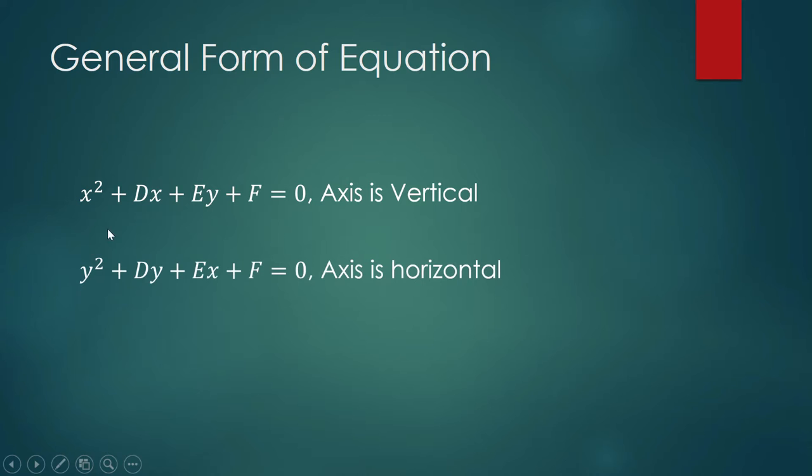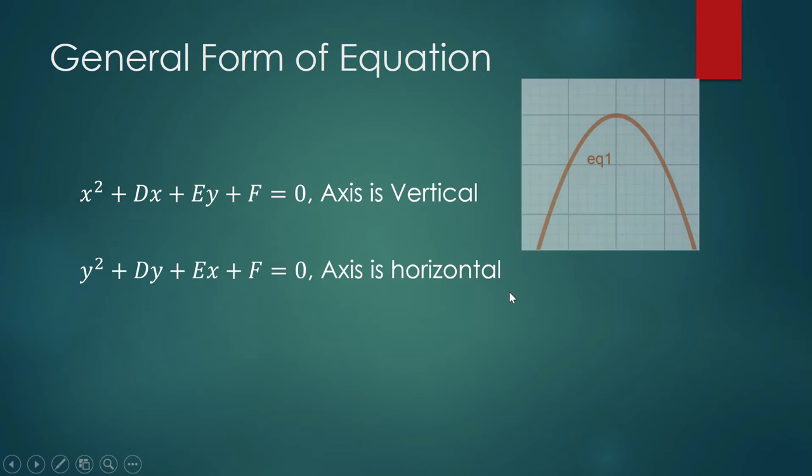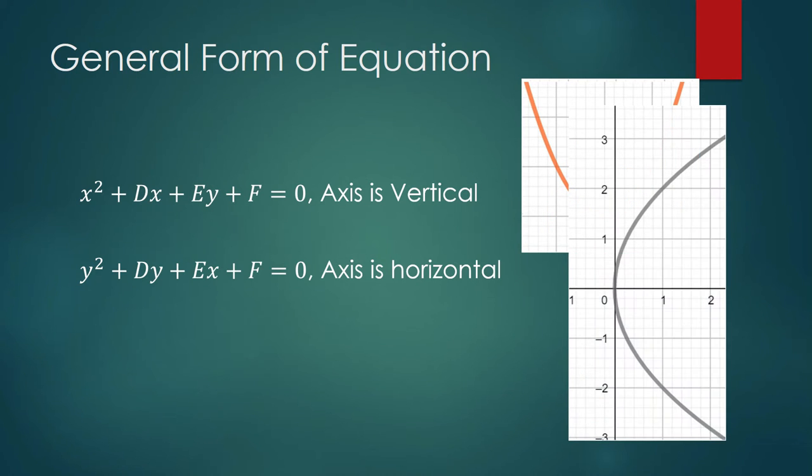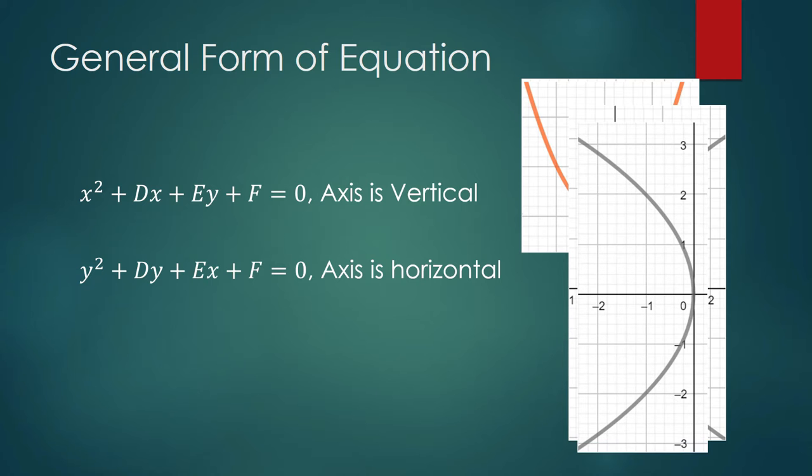So our general form for a parabola would be something like this. When our axis is vertical, it's going to be x squared plus dy plus ex plus f is equal to 0, and y squared plus dy plus ex plus f is equal to 0 when our axis is horizontal. When our axis is vertical, it can open down or open up depending on the value of a. It's the same with our parabola when its axis is horizontal. It can either open to the left or right, again, depending on the value of a.